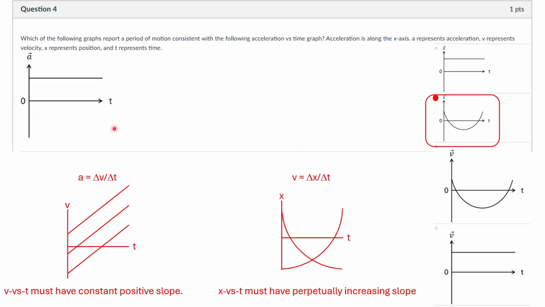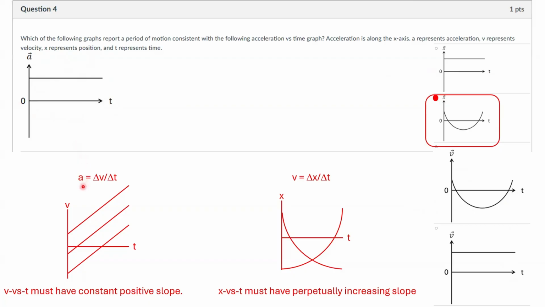You're given the following acceleration versus time graph, which shows a period of time during which you had a constant positive acceleration. You then have answer choices of either position versus time or velocity versus time graphs, and you're effectively asked, do any of these correspond to what the motion described in this acceleration versus time graph would be depicting?